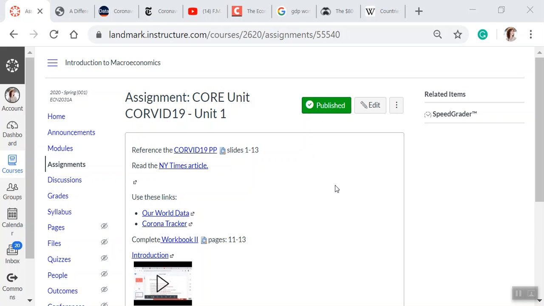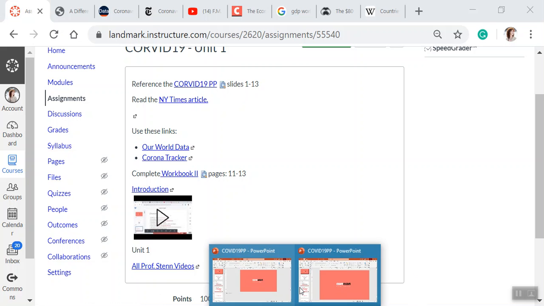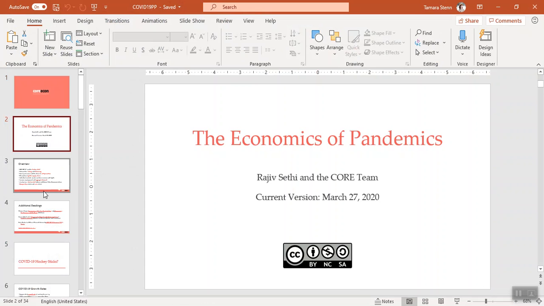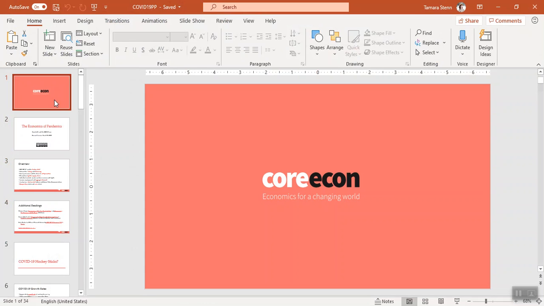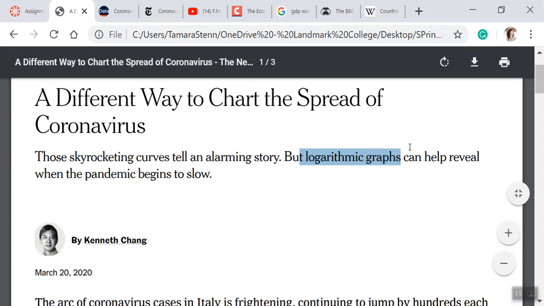To work in this unit, we're going to be using a couple of different tools. We have our PowerPoint. Okay, so I have a link there to our PowerPoint, which is right here. And I have all the slides downloaded so they're easy access. We're also going to be working with a New York Times article, so let's go take a look at that.